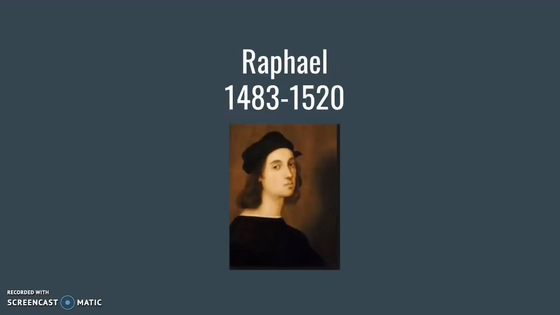So we're going to start with a guy named Raphael. Raphael was a Florentine painter, meaning he was from Florence, Italy, and he lived from 1483 to 1520. If you look at those dates, he didn't live very long. He only lived to be 37 years old. To be renowned and known as one of the greatest of all time is pretty amazing considering he was only 37 years old.